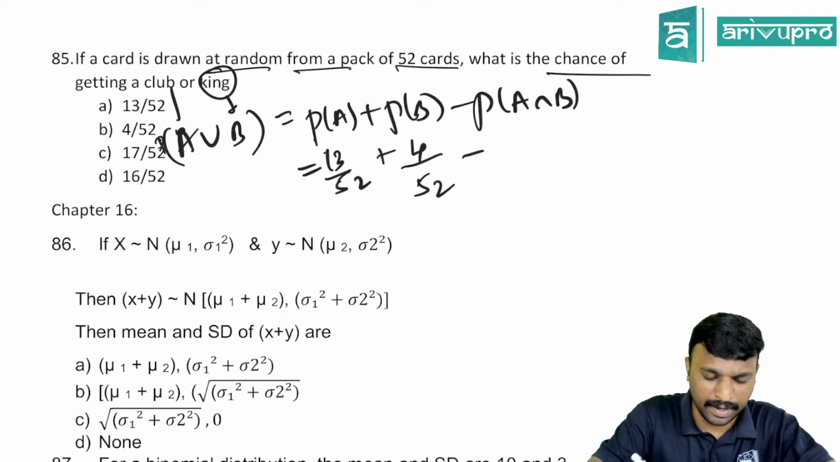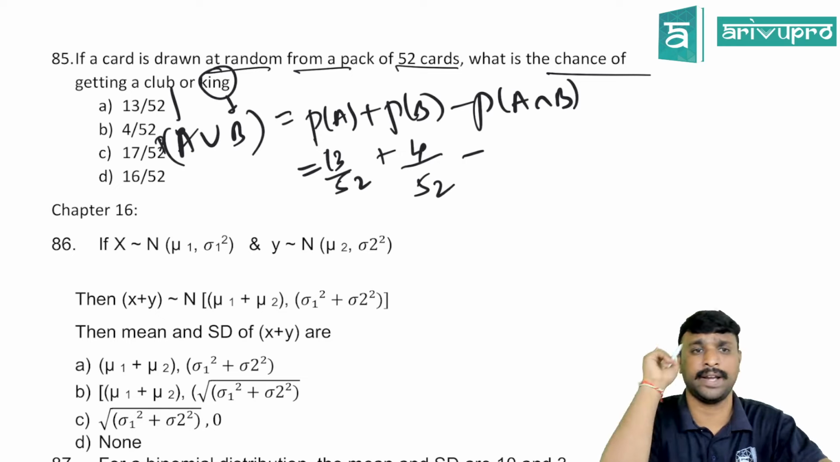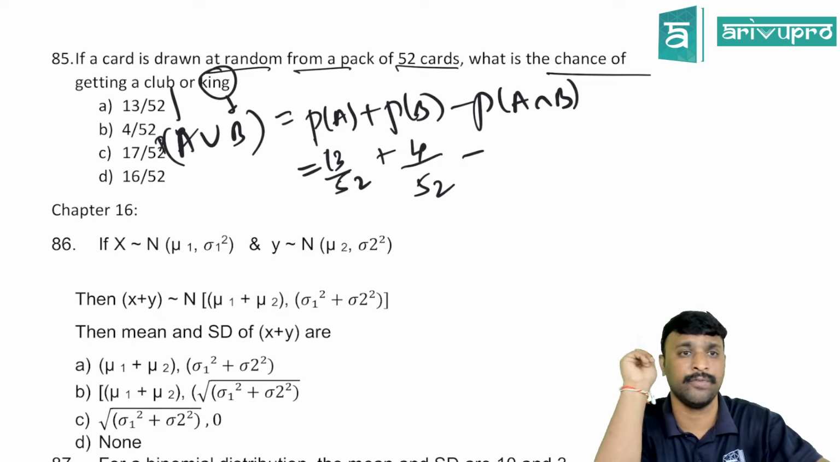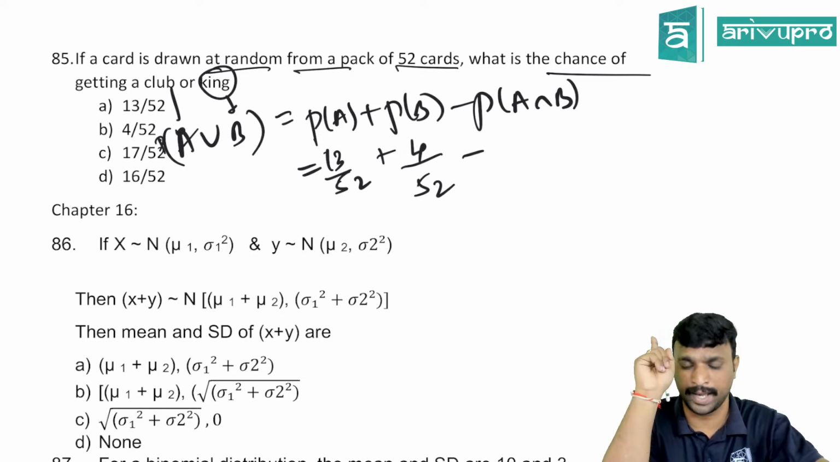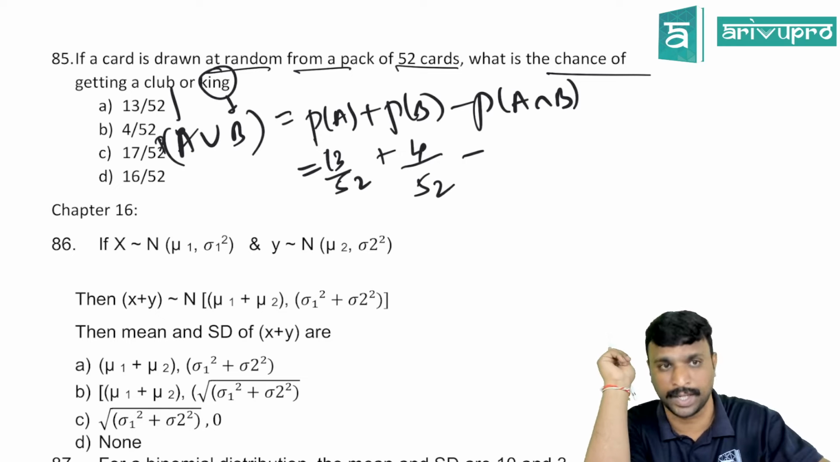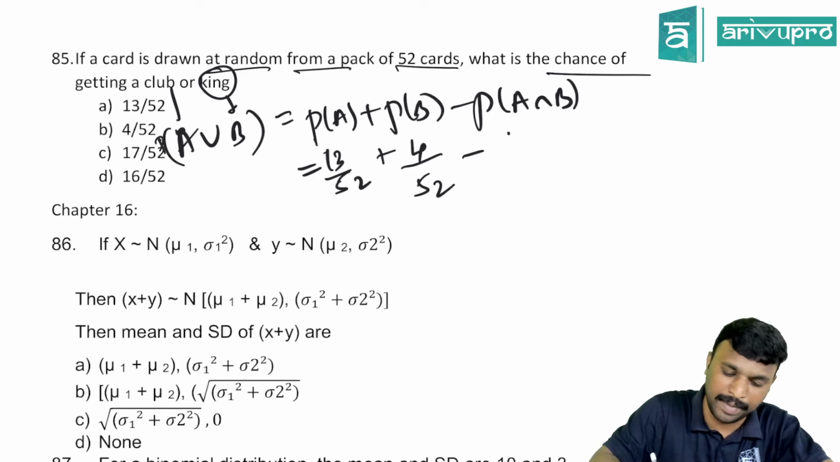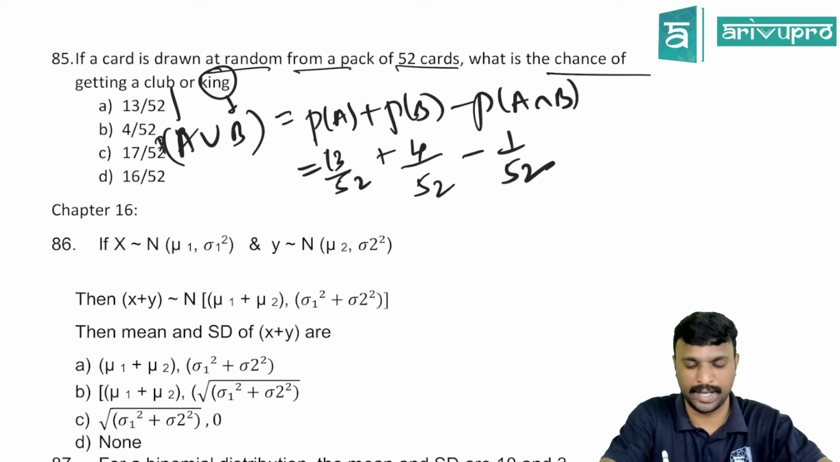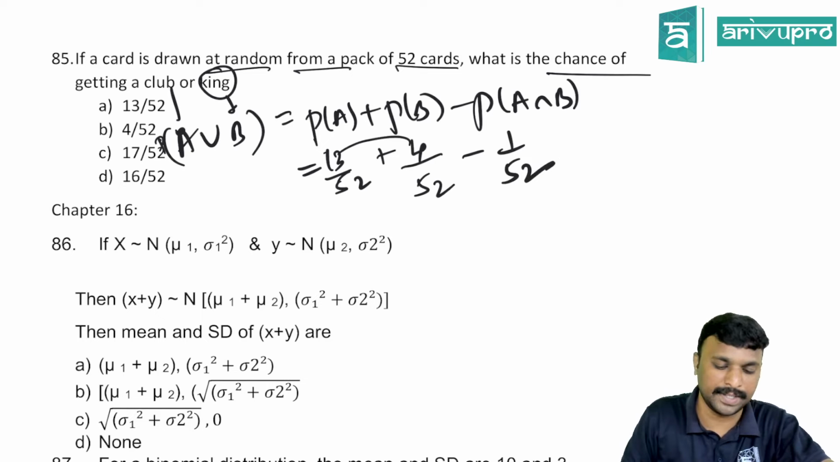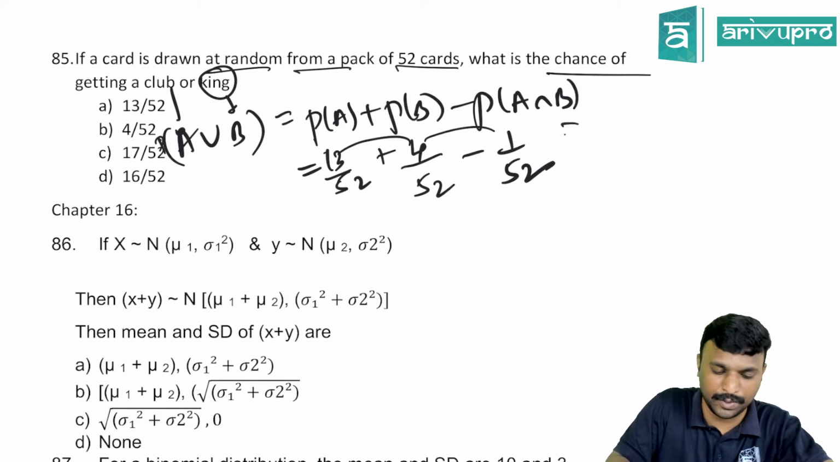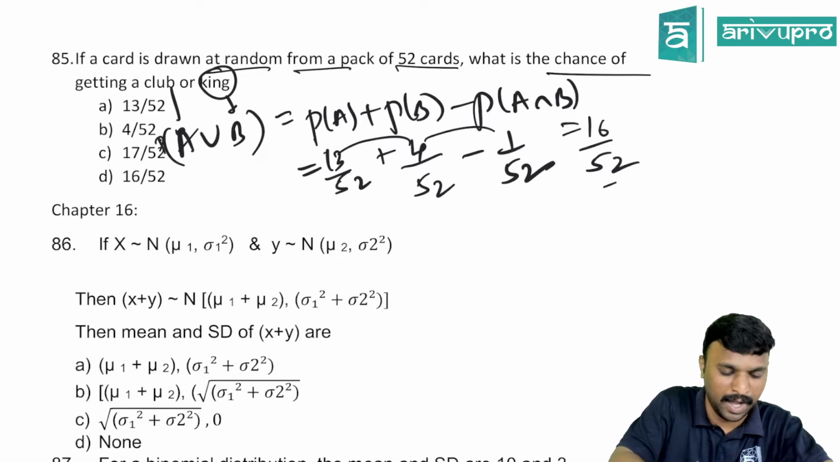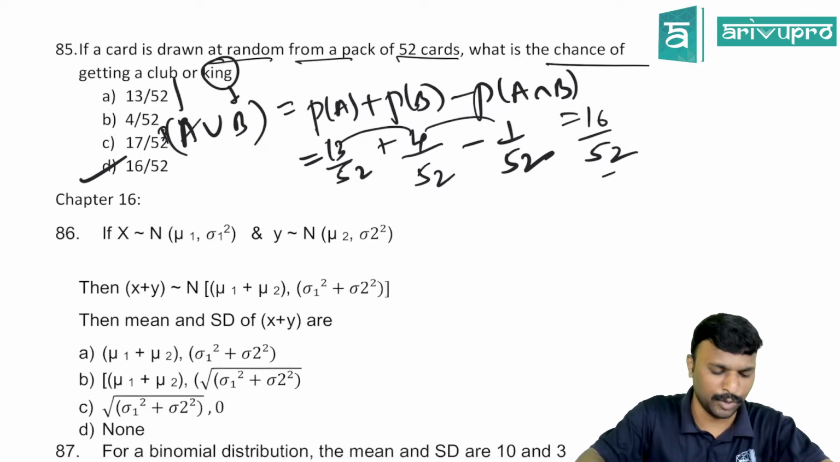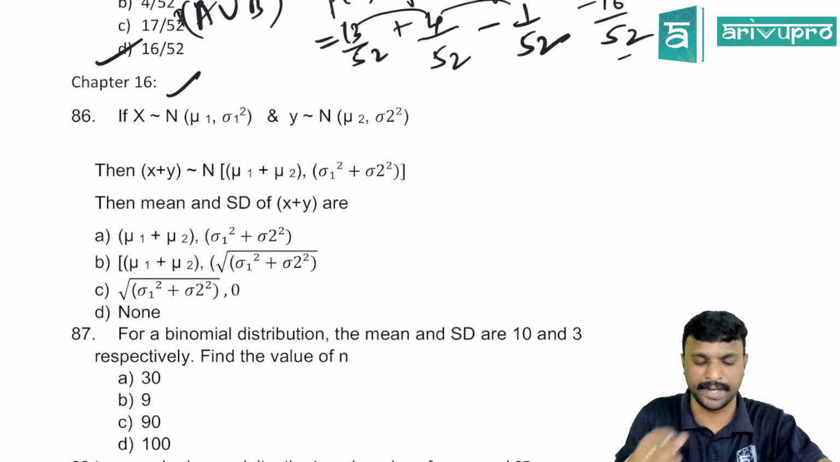P of A intersection B. Guys, common between club and a king. You know, club is one of the suits. In club, there will be 1 king. Yes or no? One king in each suit. Club is one of the suits. So therefore, 1 by 52. So therefore, 13 plus 4 is 17. 17 minus 1 is 16. So 16 by 52 is the answer. Option D. Guys, let's move on to the next chapter, number 16, that is theoretical distribution.